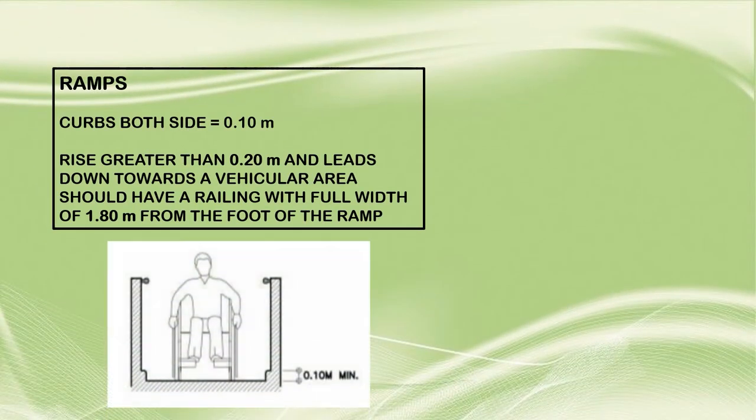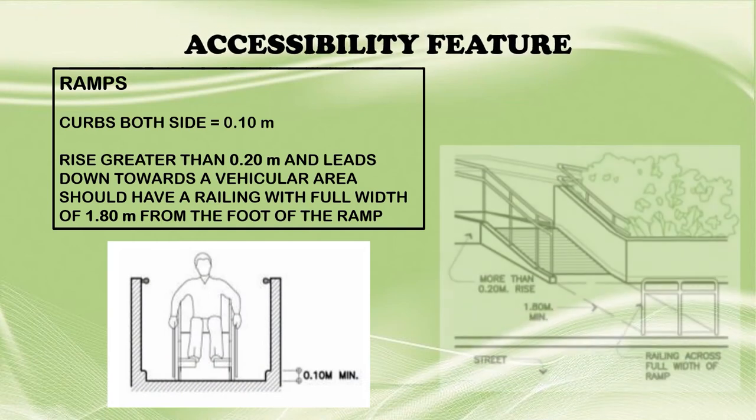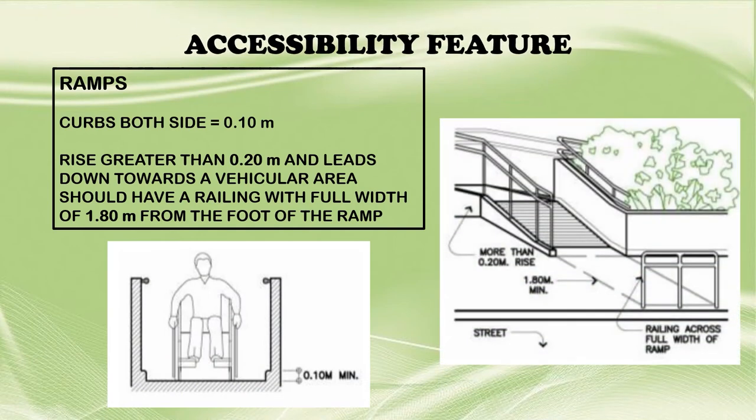Handrails will be provided on both sides of the ramp at 0.70 meters and 0.90 meters from the ramp level. Ramps shall be equipped with curbs on both sides with a minimum height of 0.10 meters. Any ramp with a rise greater than 0.20 meters and leads down towards a vehicular area should have a railing across the full width of its lower end, not less than 1.8 meters from the foot of the ramp.